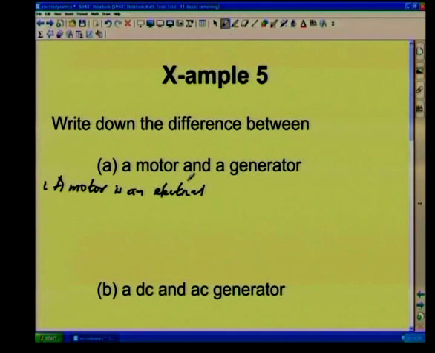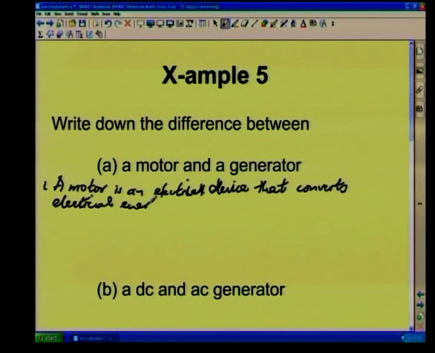A motor is an electrical device that converts electrical energy into mechanical energy.